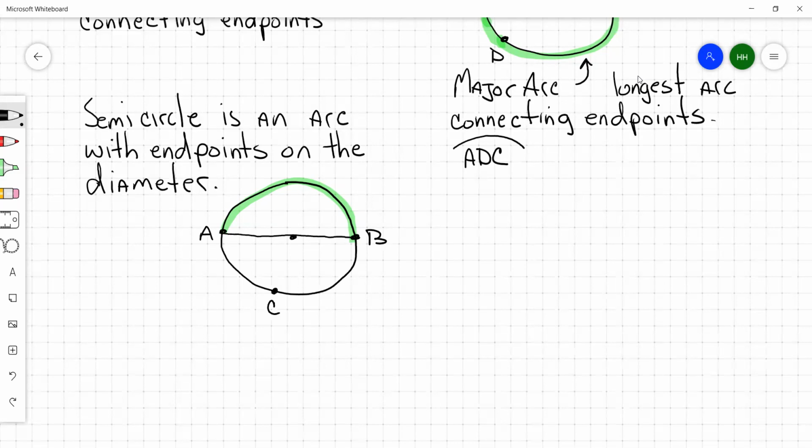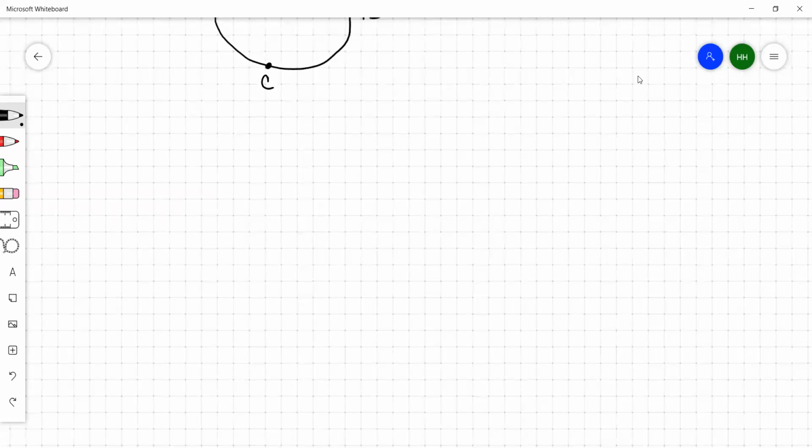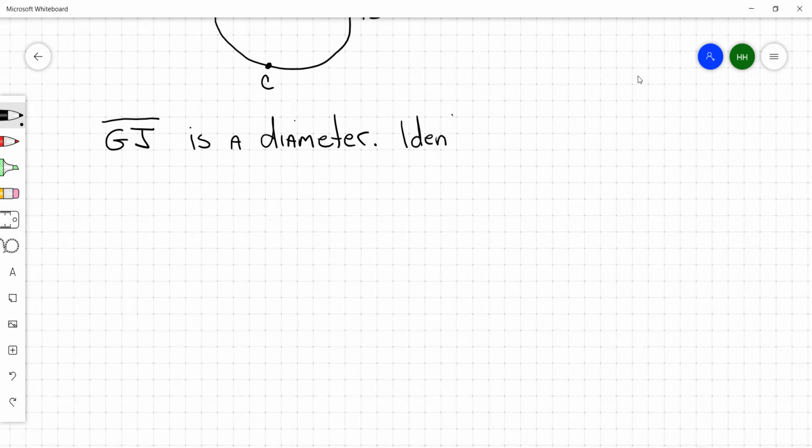All right, so second part of your assignment today is you're going to be identifying major arcs and minor arcs, and then you're going to be asked to find their measures. So in this picture, we're told that segment GJ is a diameter. Identify each arc, then find its measure.